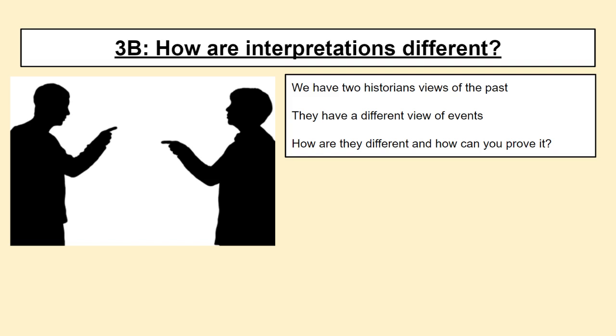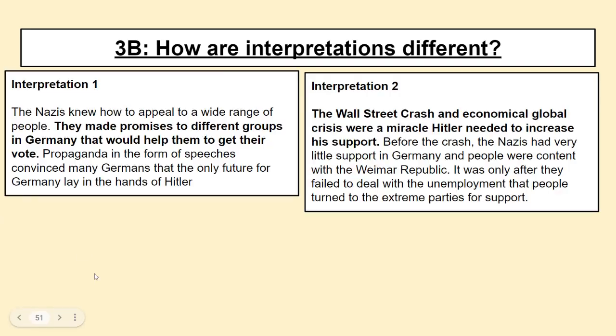So here in this question, we have two historians' views of the past. There will be a clear difference of view of events. You've just got to explain how are they different and how can you prove it to show you're not just guessing or making it up. Okay, so let's have a look then at the first interpretations.